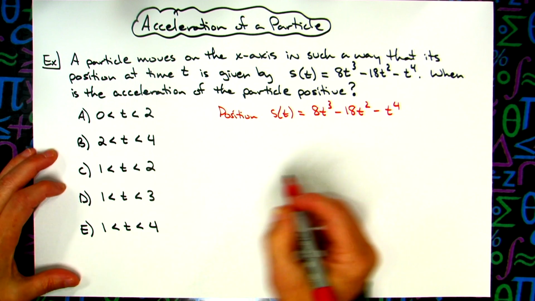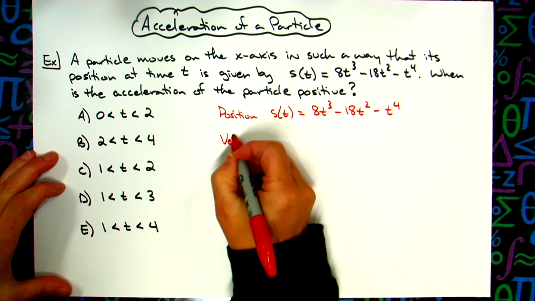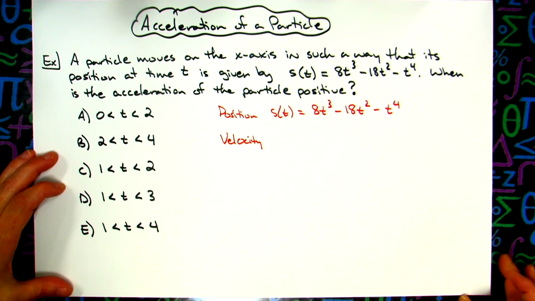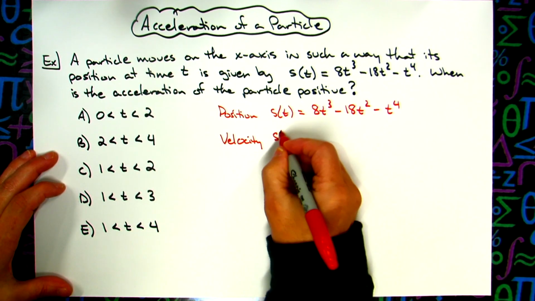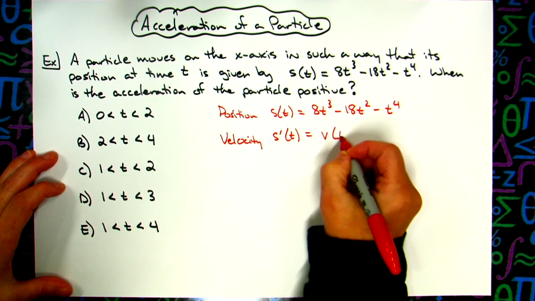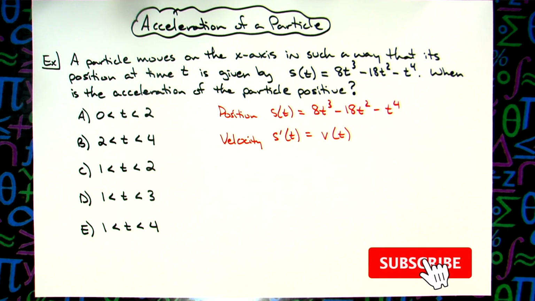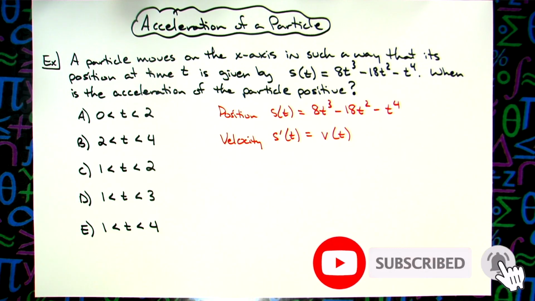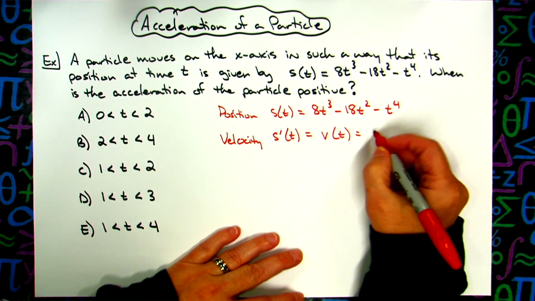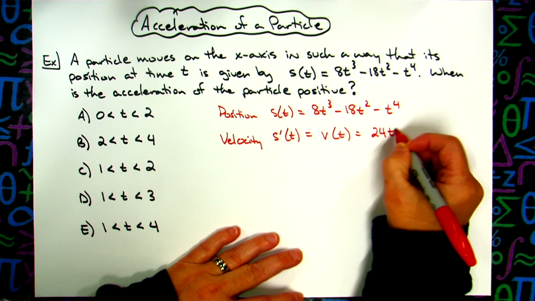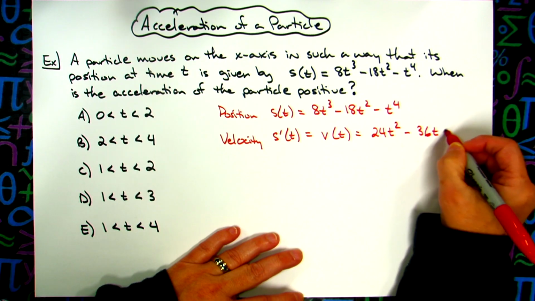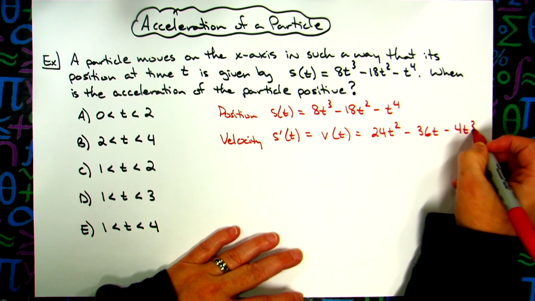All right, now if I want to find the velocity function, it is the derivative of the position function. So s prime of t. I could also say it's v of t, because we know that you find the velocity by taking the derivative of the position function. So we'll run just a straight power rule here. We'll have a 24t squared, and then minus a 36t, and then minus a 4t to the third.